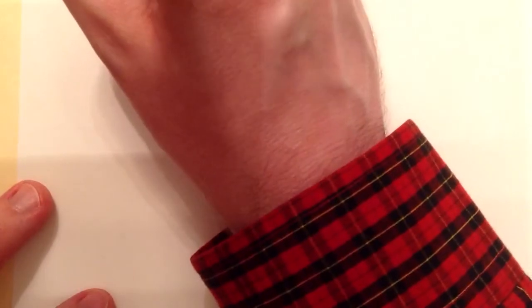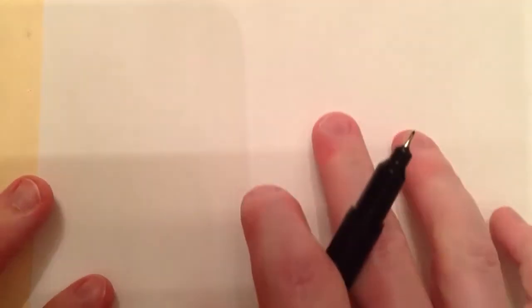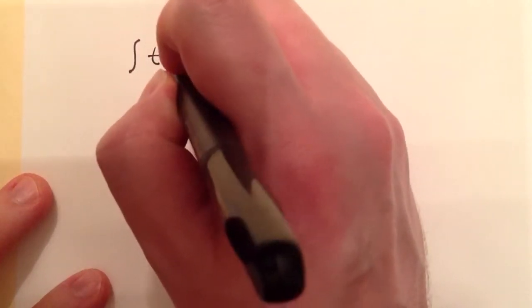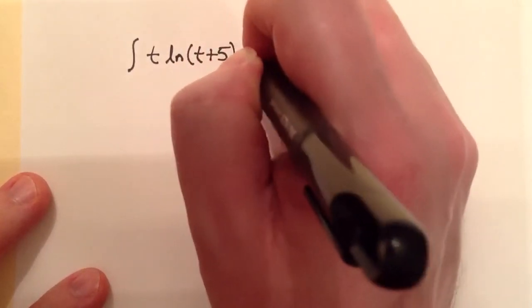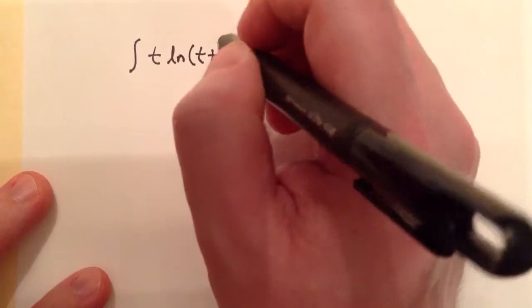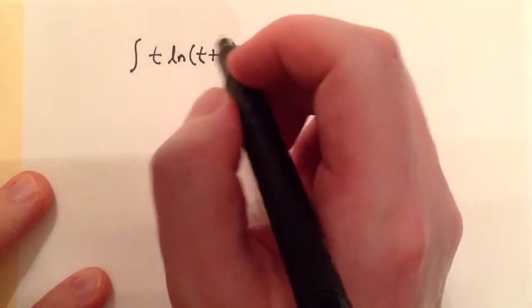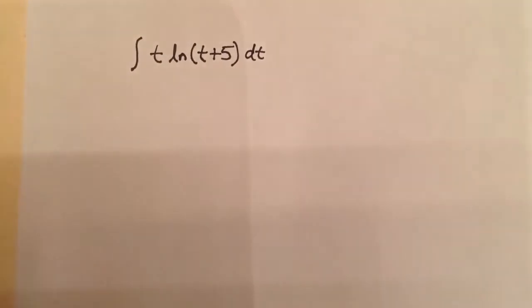And so for what we have in the case of problem number 3, we have t times the natural logarithm of t plus 5 dt. Once again we have t times the natural logarithm of t plus 5 dt. Okay, and now we're going to set u equal to the natural logarithm of t plus 5 and dv equal to t times dt.